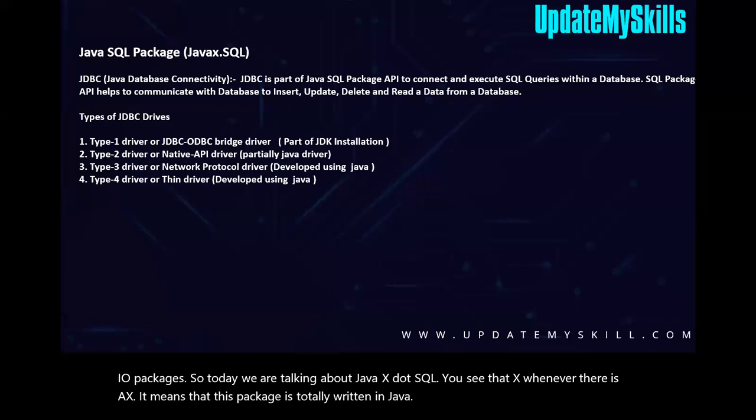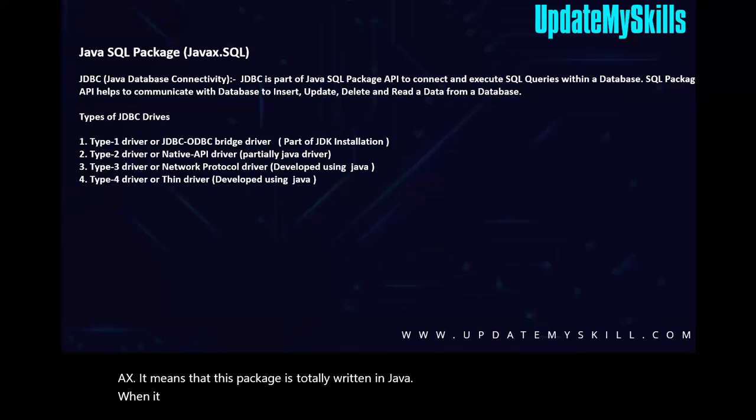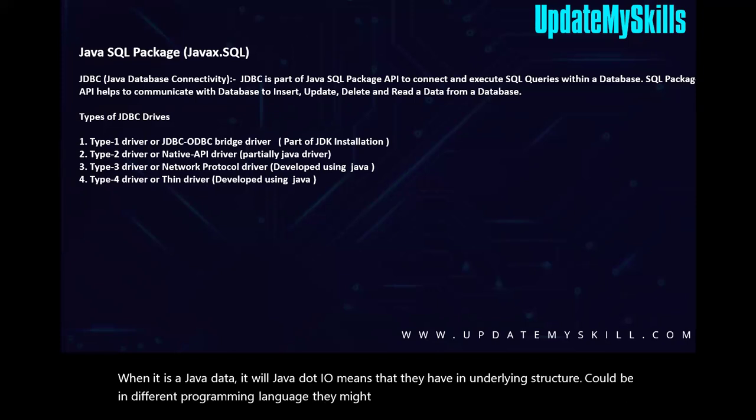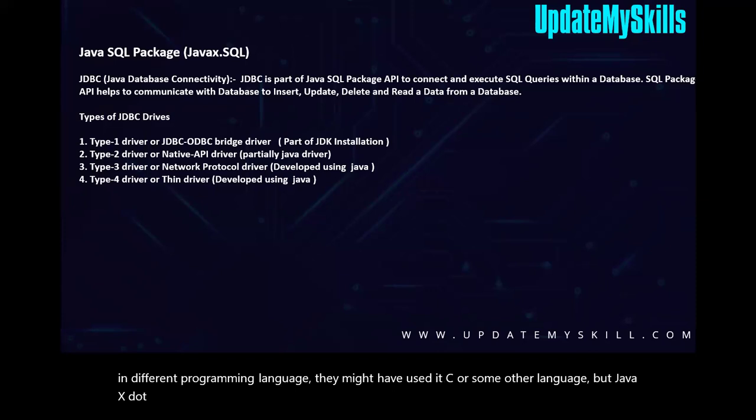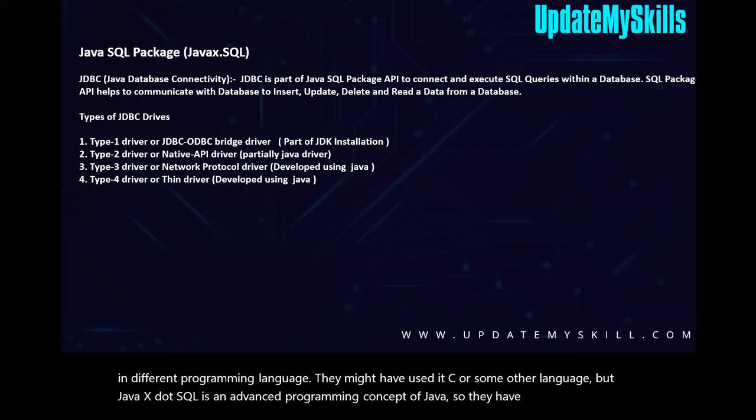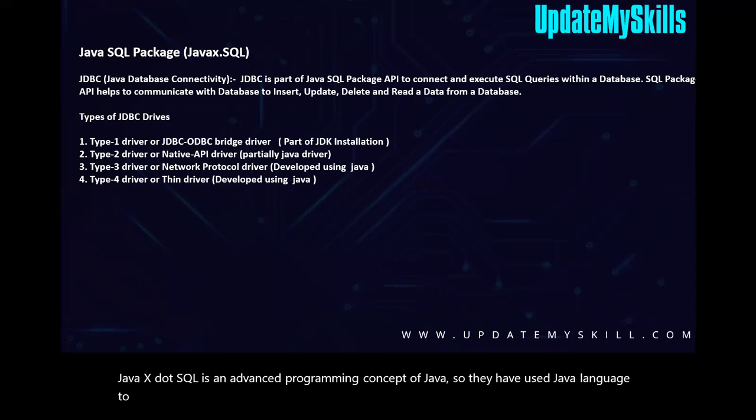When it is java.util or java.io, it means that the underlying structure could be in a different programming language. They might have used C++ or some other language. But javax.sql is an advanced programming concept of Java. So they have used the Java language to develop these packages and classes.